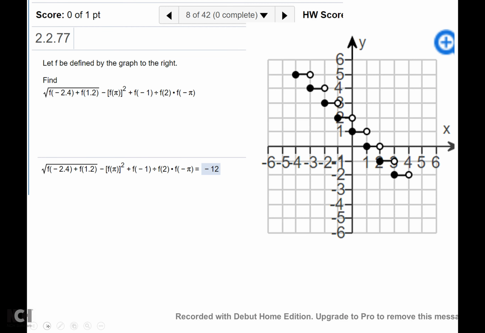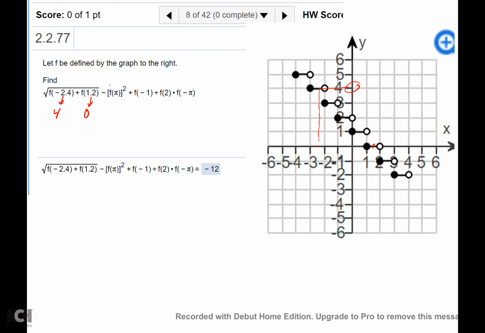Okay? Alright, it says let f be defined by the graph to the right. Find the square root of f of negative 2.4 plus f of 1.2 plus all that other stuff. Okay? So negative 2.4 would be about right there. If I go up to the graph, that puts me at 4. So this is 4. F of 1.2 would be about right here, which is right there, so its value is 0.